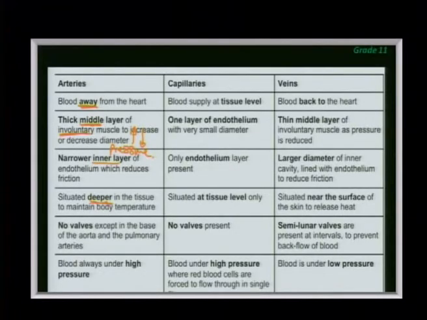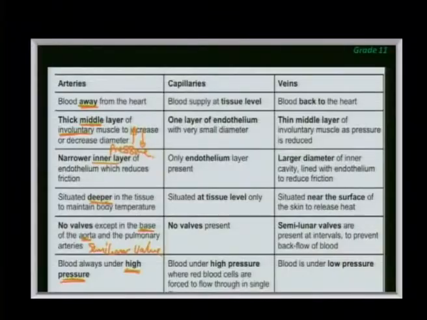No valves except at the base of the aorta. Remember, that valve at the base of the aorta is a semilunar valve. And the blood is always under very high pressure because the muscle layer, which is involuntary muscle, can change its shape. And it's the hypothalamus and the medulla oblongata that will cause that to happen.